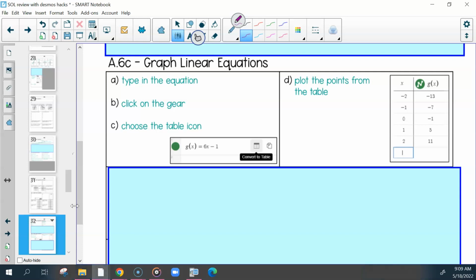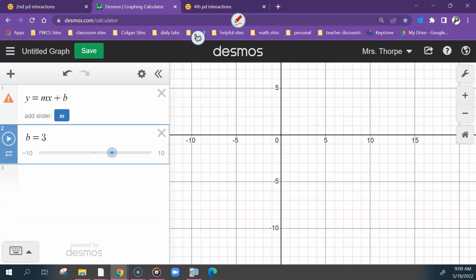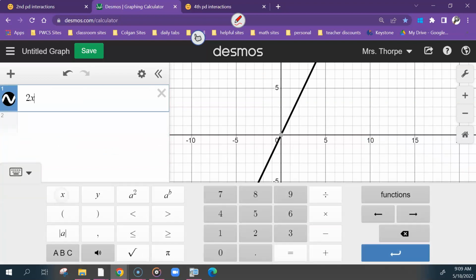Anyone still writing this down? Tell me the equation for 21. 2x minus 6y equals 6. 2x minus 6y equals 6.